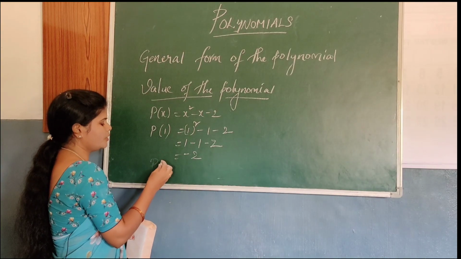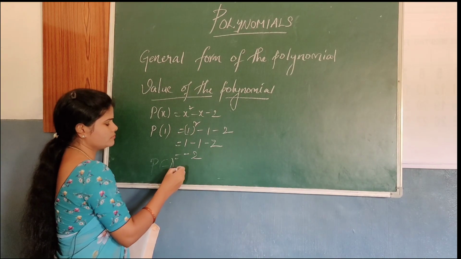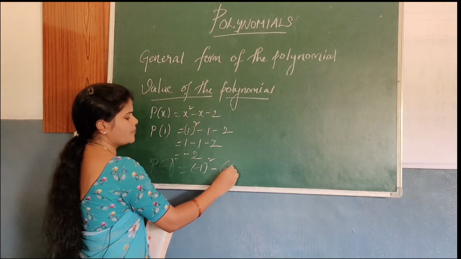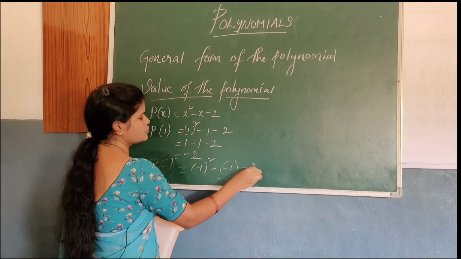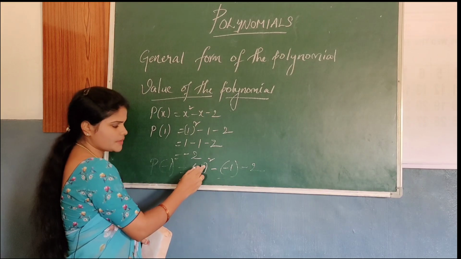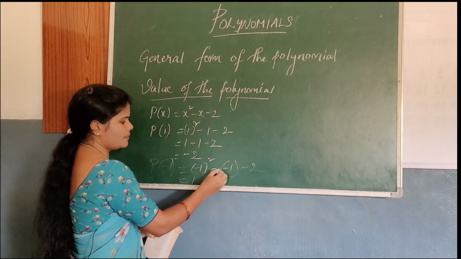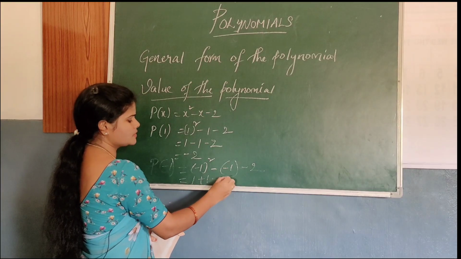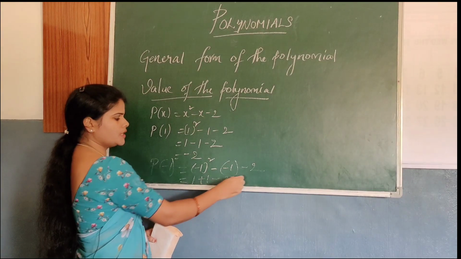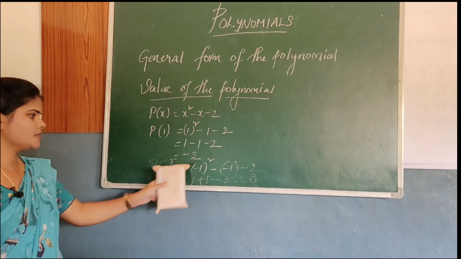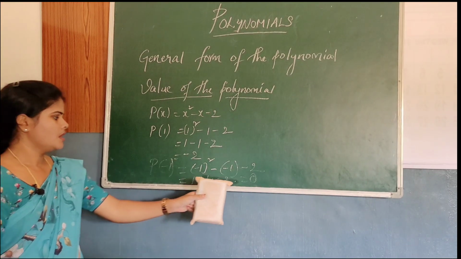So if I take p of minus 1, minus 1 whole square minus of minus 1 minus 2. Minus 1 whole square, and minus 1 into minus 1 becomes plus 1. Minus into minus is plus. 1 plus 1 is 2, 2 minus 2 equals 0. So p of 1 value is minus 2 and p of minus 1 is 0.